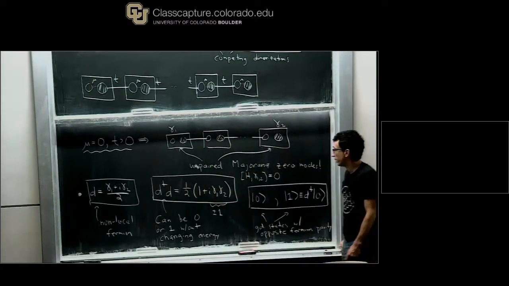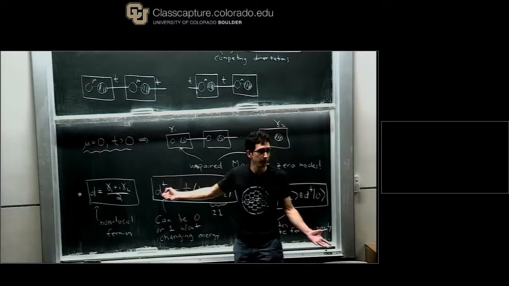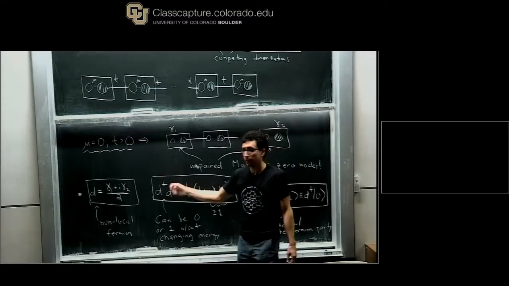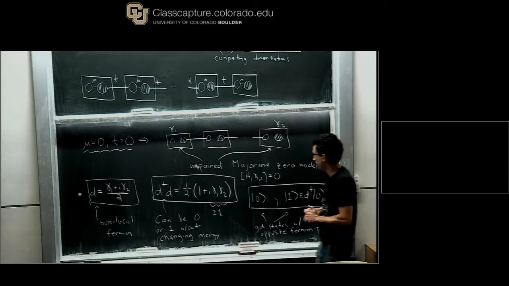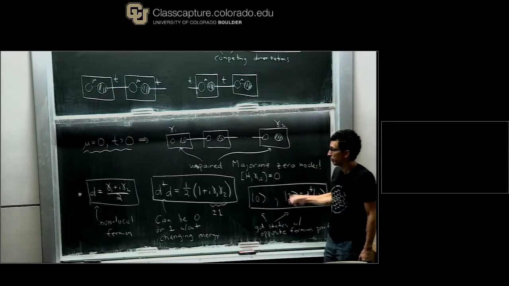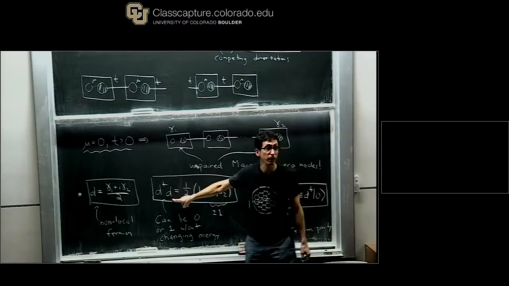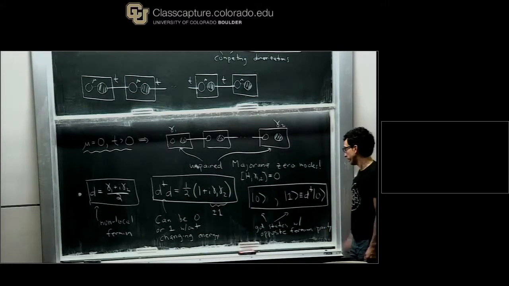gamma 2. So since gamma 1 and gamma 2 commute with the Hamiltonian, so does d dagger d. And the occupation number of that non-local fermion can either be 0 or 1, and that occupation number has no effect on the system's energy. All right. So therefore, we have a ground state degeneracy. I labeled those ground states 0 and 1, where the 0 and 1 corresponds to the occupation number of d dagger d.